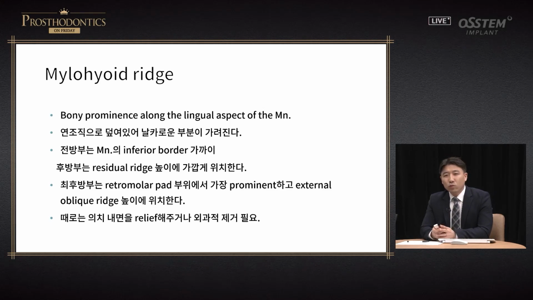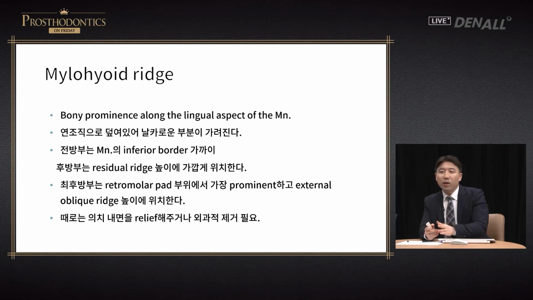Another important anatomical structure is the mylohyoid ridge. When you touch it, it feels kind of pointy. It is towards the inner side of the tongue. This is the mylohyoid muscle, which forms the floor of the mouth, and it is attached to the mylohyoid ridge, and it is related to anatomical structures that form the joint. Towards the anterior side, it becomes closer to the inferior border, and towards the posterior, it becomes closer to the residual ridge height. It is attached towards the tongue.